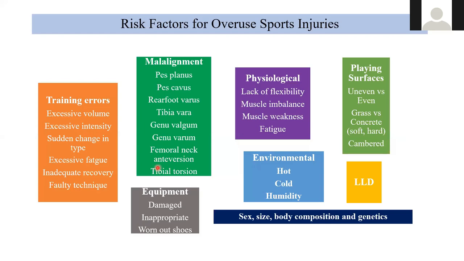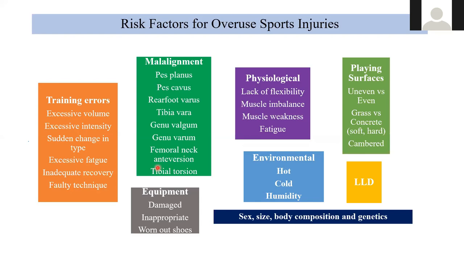When we look at the training errors: excessive training volume, a sudden increase in the intensity or change in the type of training, excessive fatigue without proper recovery, and faulty techniques, like in racket sports and other sports without proper technique. These all predispose to overuse injuries. When it comes to malalignment, there is flat foot and high arch foot, rear foot varus, tibia vara, genu valgum, genu varum, femoral neck anteversion, and tibial torsion. These mostly predispose to overuse injuries in the lower limb as well as in the lower back.